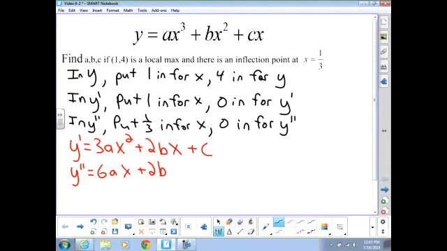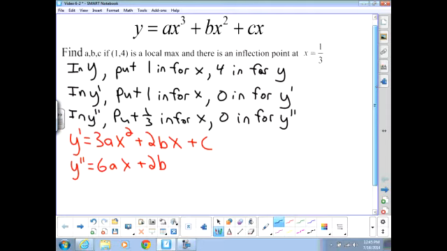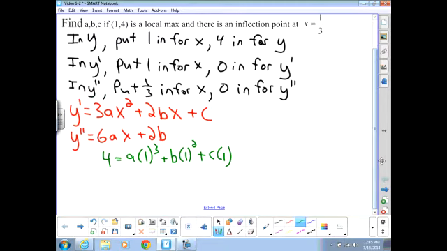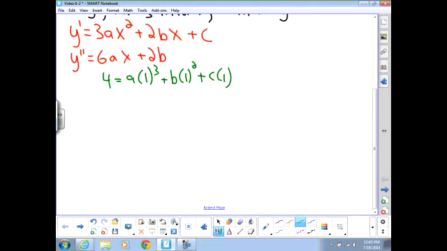Now we have y prime and y double prime to do what we just wrote in the black. We said, for the first one, we're going to put 1 in for x and 4 in for y. So we're going to have 4 equals a times 1 cubed plus b times 1 squared plus c times 1. And we'll neaten that up over to the right. That will give us 4 equal to 1 cubed is 1 times a is just a, 1 squared is 1 times b is just b, and c times 1 is just c.